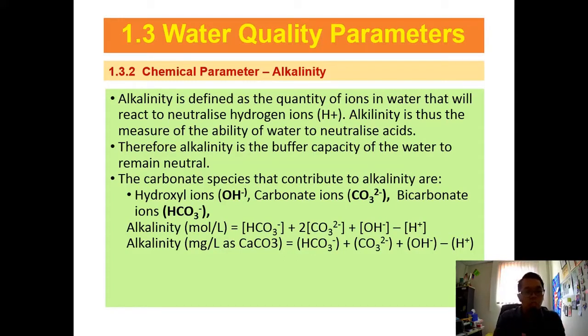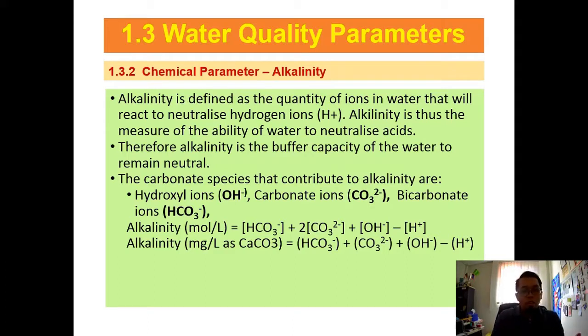So we continue with the next parameter in the chemical parameters, which is alkalinity. Alkalinity is defined as the quantity of ions in the water that will react to neutralize hydrogen ions. So alkalinity measures the ability of the water to neutralize acid.